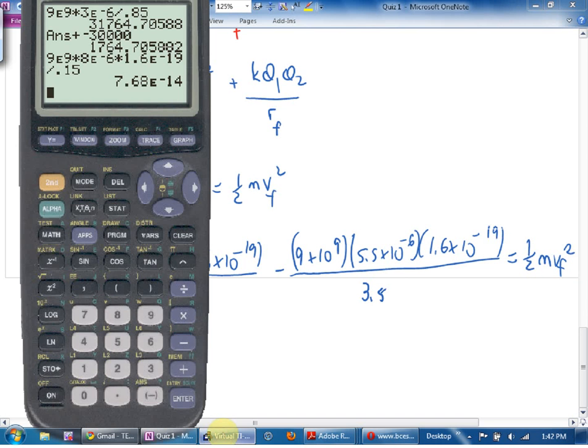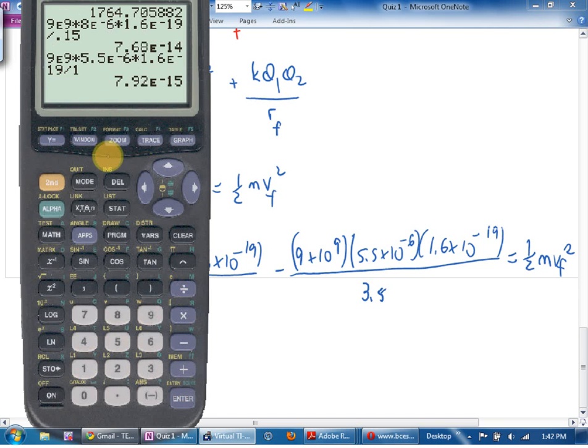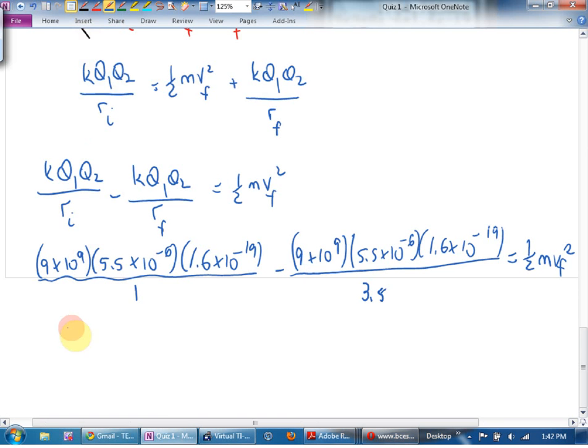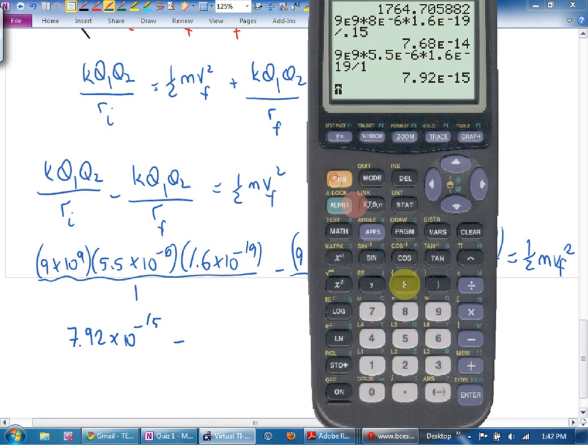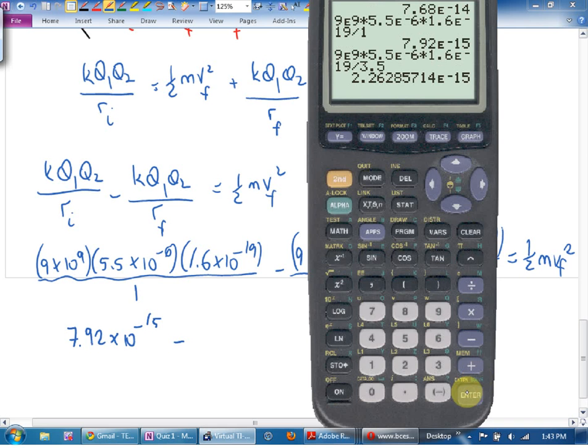9 times 10 to the 9th times 5.5 times 10 to the negative 6 times 1.6 times 10 to the negative 19 divided by 1. I know I don't need to type divided by 1, but I'm going to go second function enter anyways, so I want that radius there. 7.92 times 10, 7.92. Minus. On the provincial, I don't think so. So I'm going to say on a test, no. In your homework or in a quiz, probably. But... Oh, I can't imagine you ever being lazy. 2.2629.